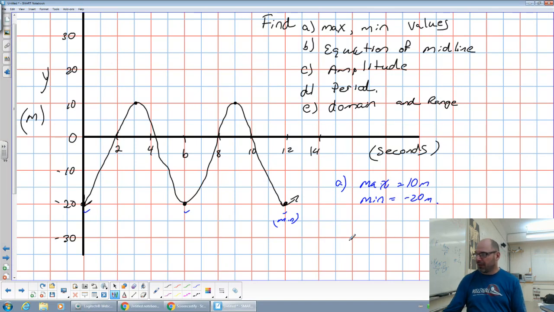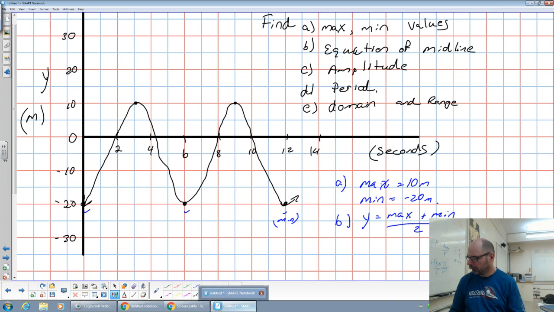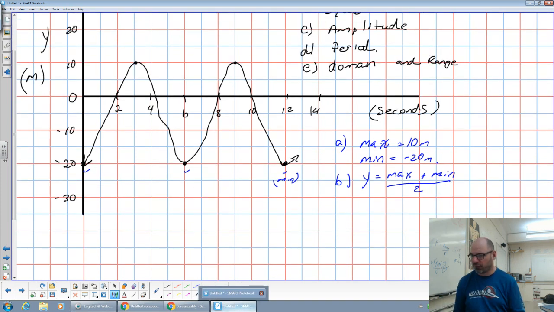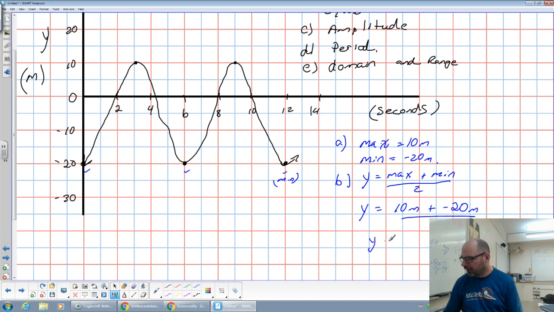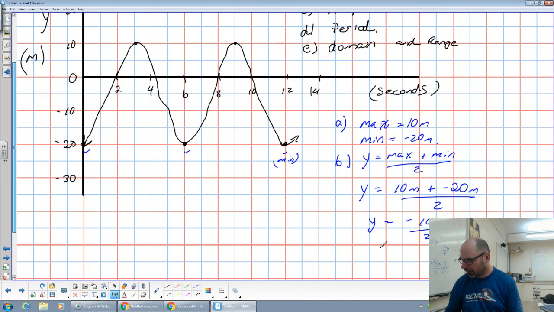Okay, the equation of the midline. So the equation of the midline is y equals max plus min divided by 2. We could also eyeball it if we wanted, but this would work. So our max value of 10 meters plus negative 20 meters divided by 2 equals negative 10 meters over 2, which equals negative 5. So that means y equals negative 5 is our midline.